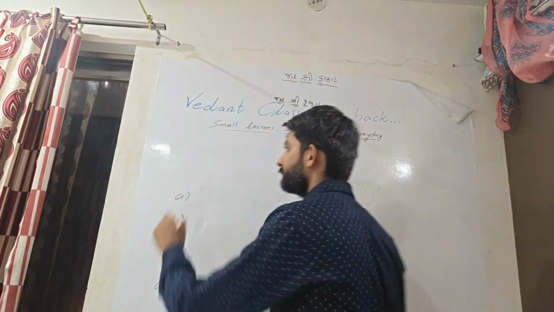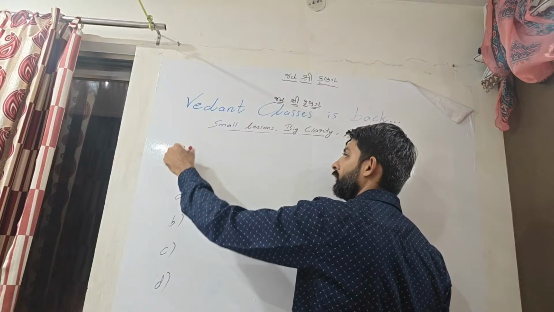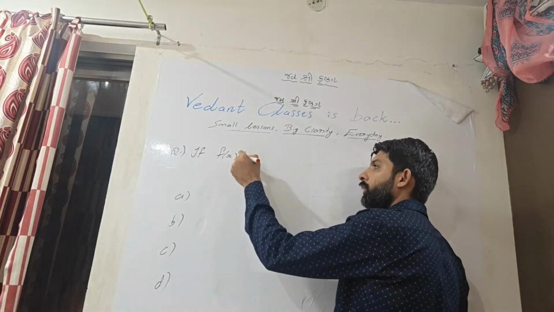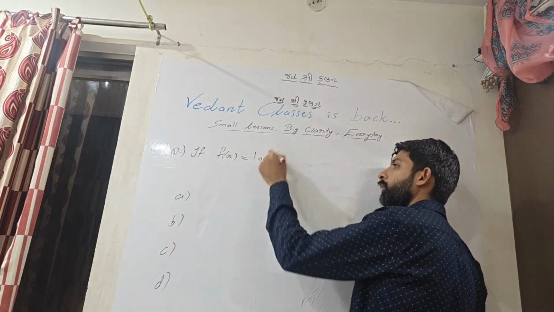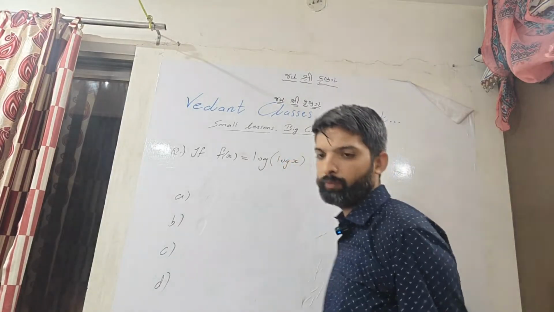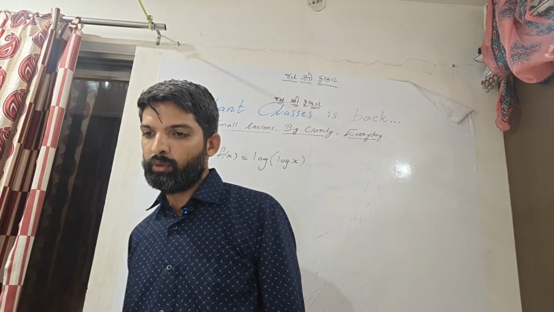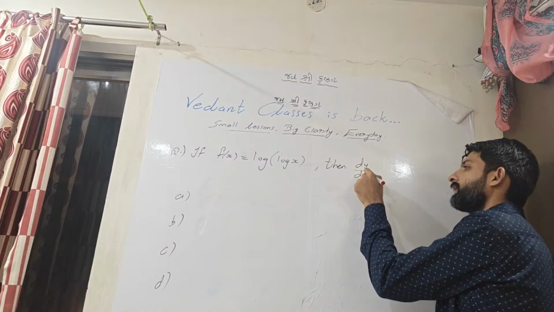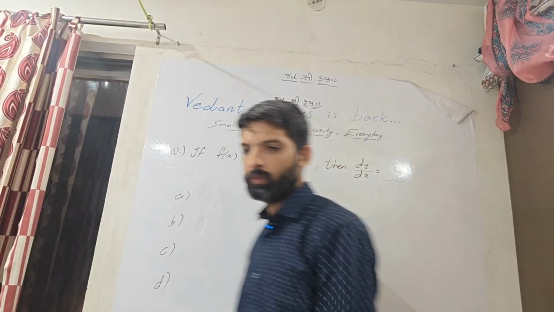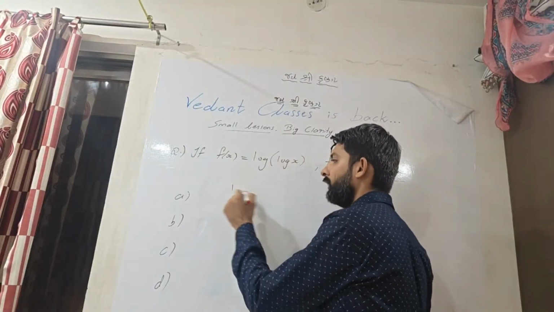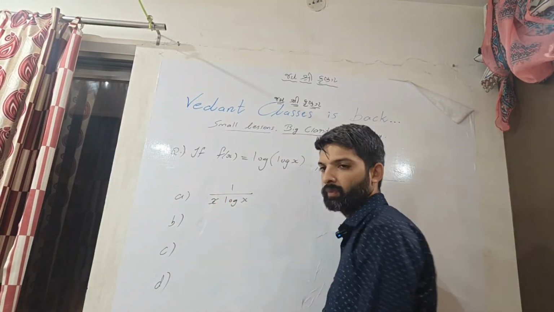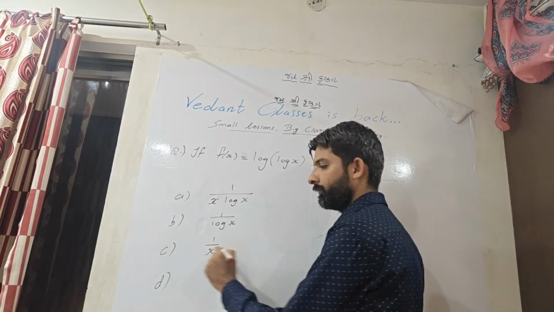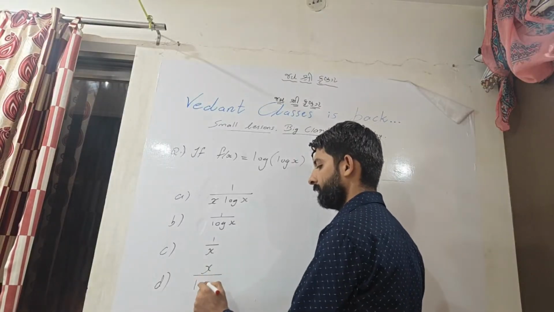Let's solve next. Let's say f of x is equal to log of log x, then dy by dx will be equal to blank. So your answer is, options are 1 upon x log x, 1 upon log x, 1 upon x, and x upon log x.